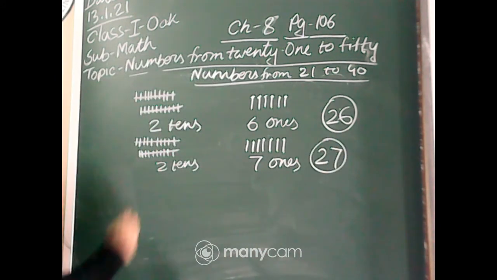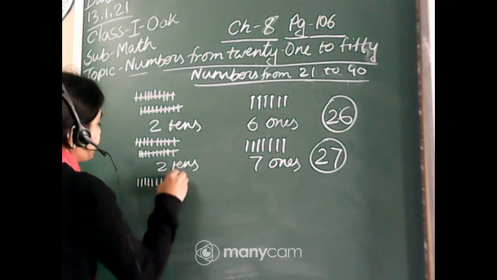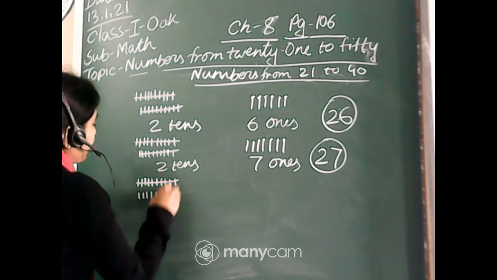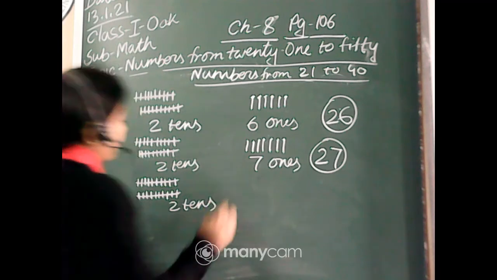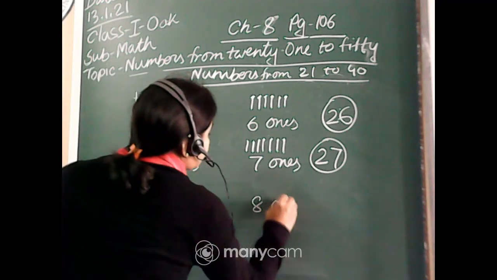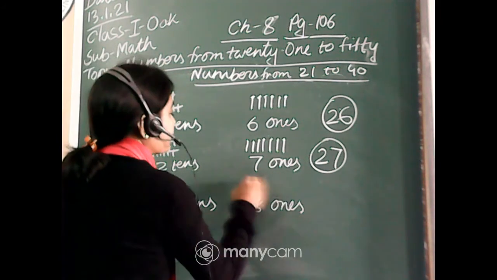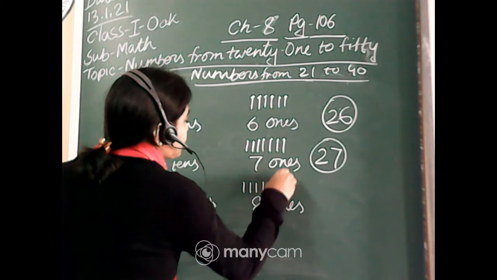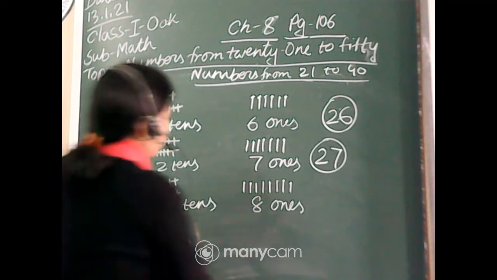And 2 tens. 1, 2, 3, 4, 5, 6, 7, 8, 9, 10. 1 ten and another ten. 6, 7, 8, 9, 10. 2 tens and 8 ones. But in the ones room, the matchsticks are missing. You have to draw the matchsticks for 8 ones. 8 matchsticks. 1, 2, 3, 4, 5, 6, 7, 8. 2 tens and 8 ones.